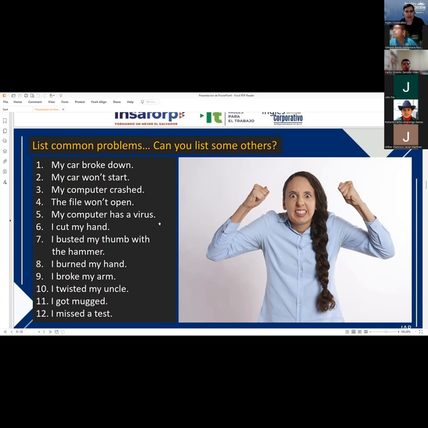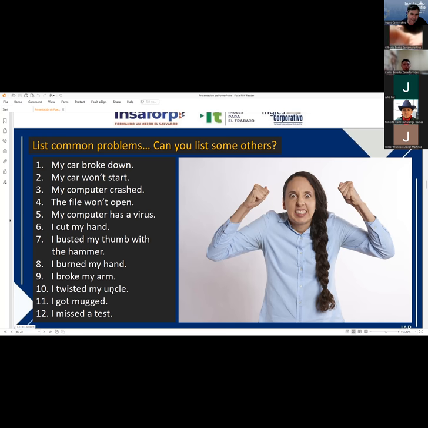I cut my hand. I busted my thumb with a hammer. Poor finger, poor thumb. You say like poor thumb. So you say, I busted my thumb with a hammer. I burned my hand. I was cooking, right? You were cooking and you burned your hand. I broke my arm. I twisted my ankle.